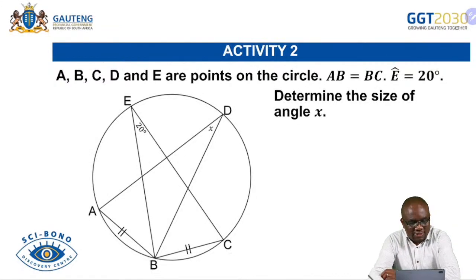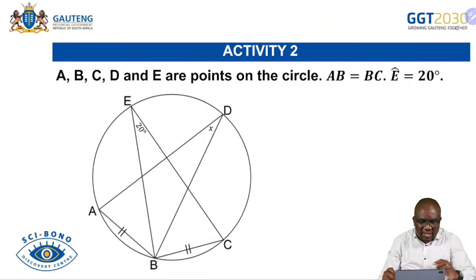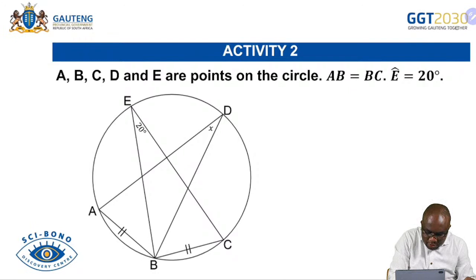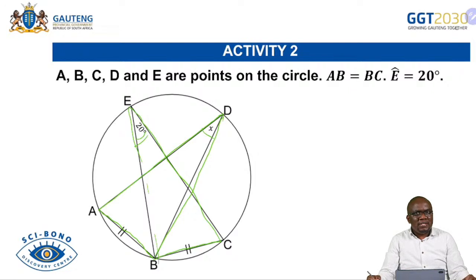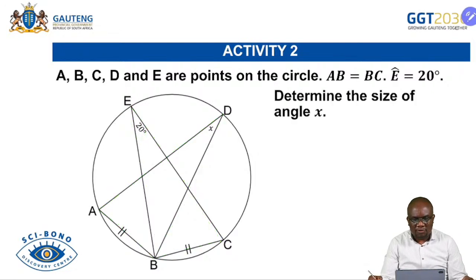Right, welcome back, grade 12. Did you manage to get the value of x? Right, what do we have here? We're saying we have equal chords, BC and AB. What do these equal chords do? They subtend equal angles. You see that? So it means x is equal to 20 degrees.